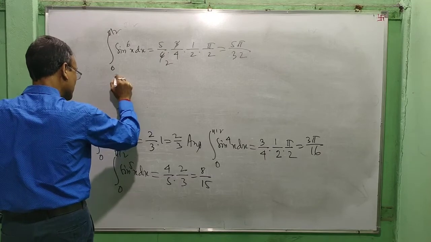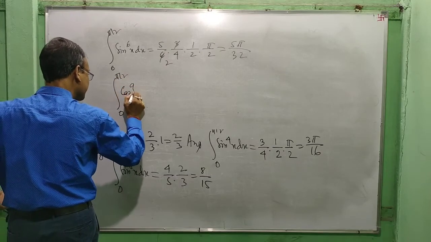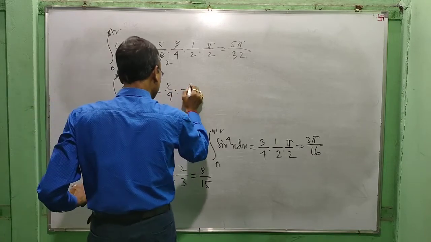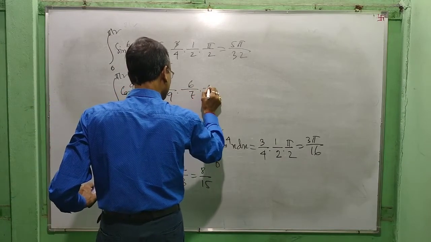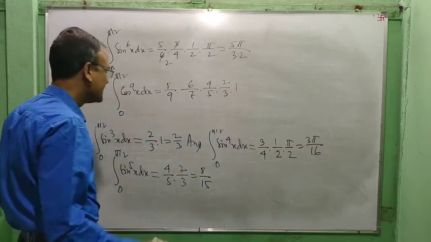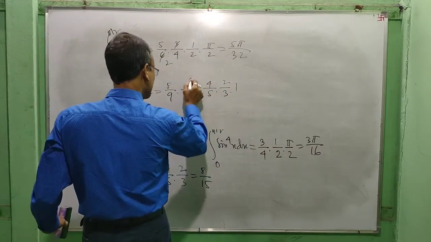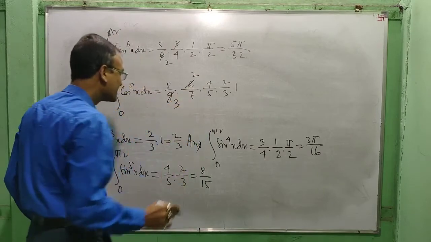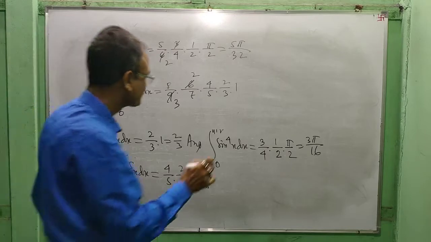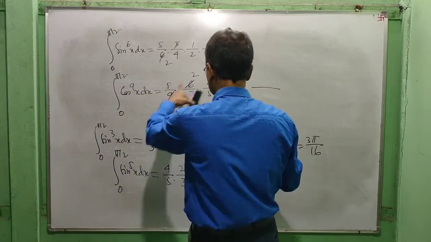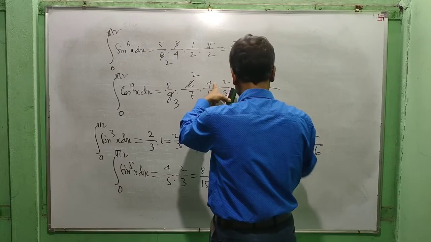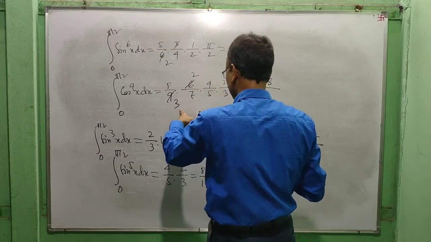Suppose integration 0 to pi by 2 of cos to the power 9x dx equal to 8 by 9, 6 by 7, 4 by 5, 2 by 3 into 1. Now it will be 2, 3. This is equal to 128.